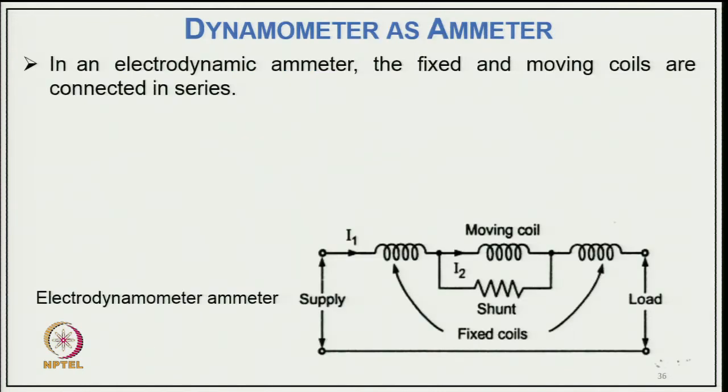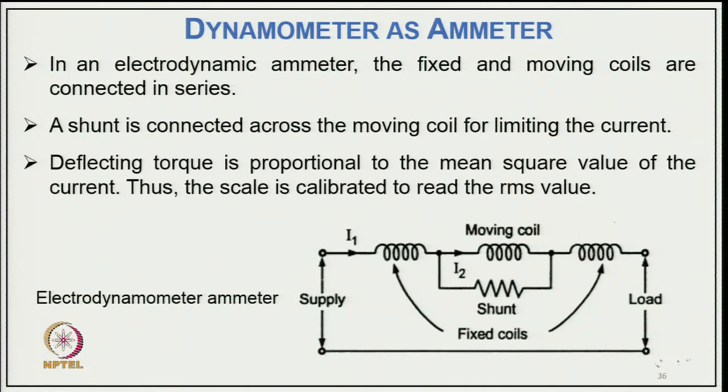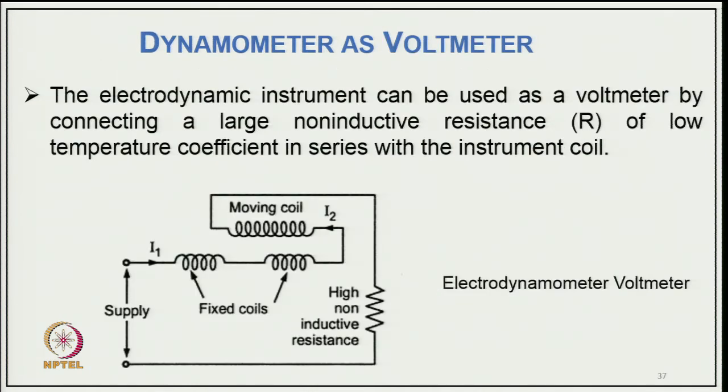In the electrodynamic ammeter, the fixed and moving coils are connected in series, as you can see here. A shunt is connected across the moving coil for limiting the current, and the deflecting torque is proportional to the mean of the square value of the current, thus the scale is calibrated to read the RMS value.